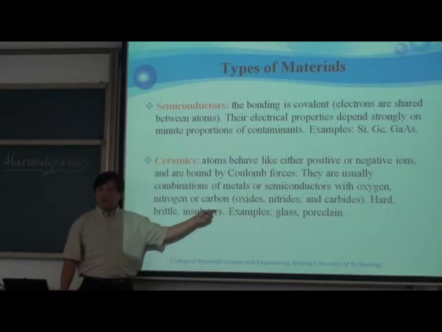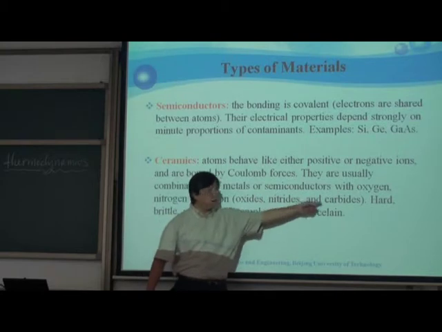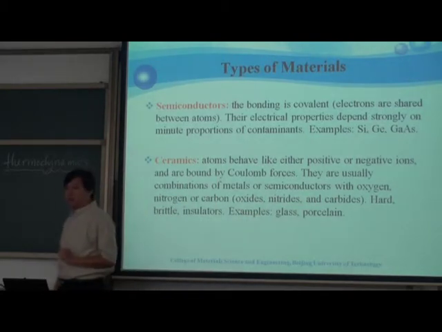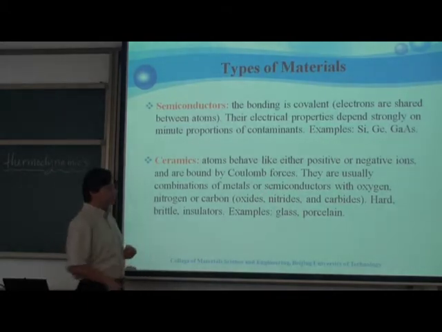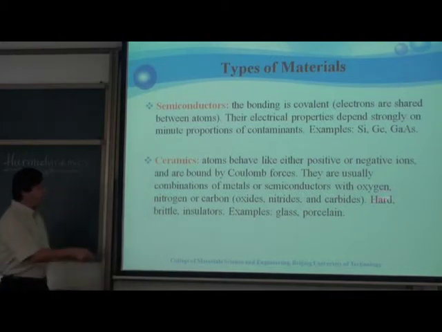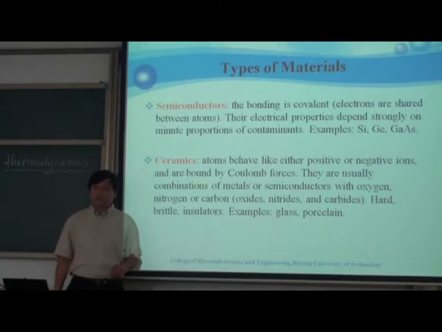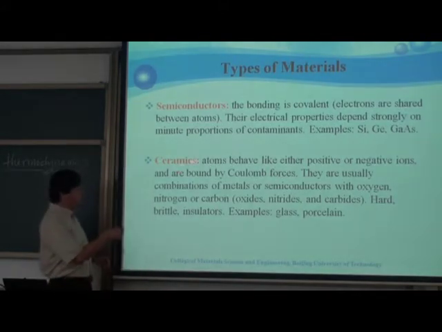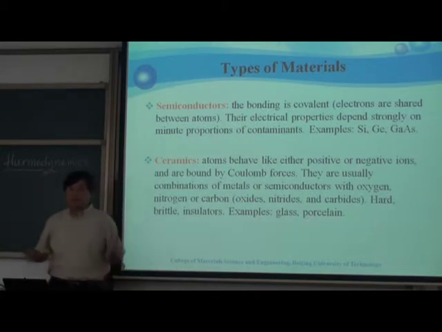Nitrogen or carbon. Then you form the oxide, nitrides, and carbide of that metal. So these oxides, nitrides, and carbides are examples of ceramic materials. They are very hard, very brittle. They are not conductors, but they are insulators. They just cannot conduct electricity. Examples of ceramic material can be porcelain, glass, all these kind of things.